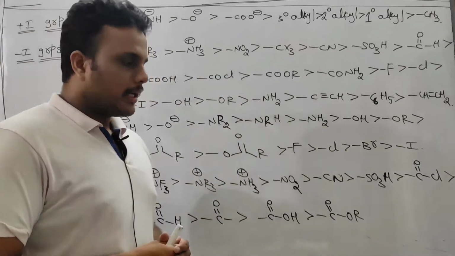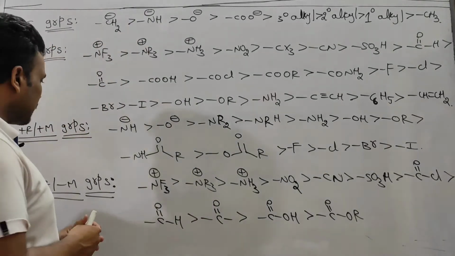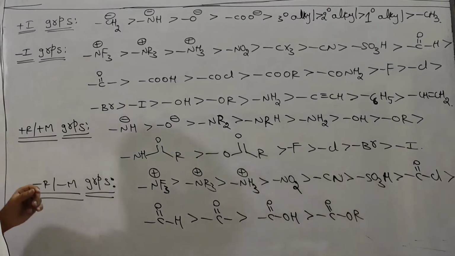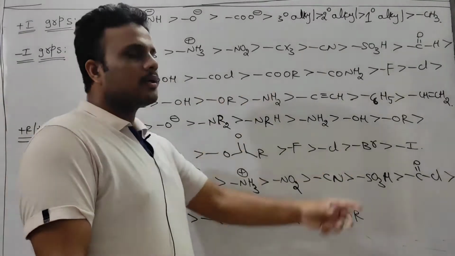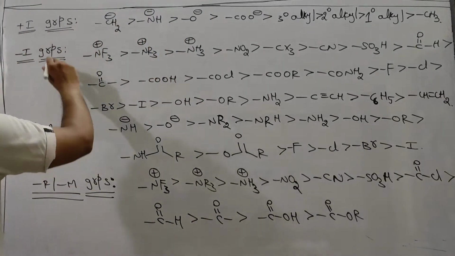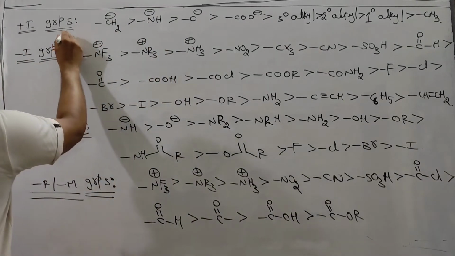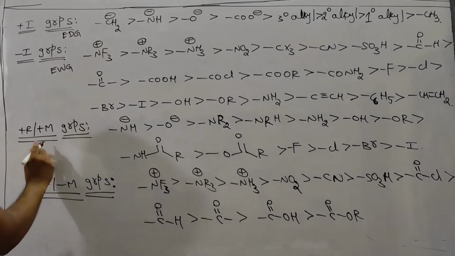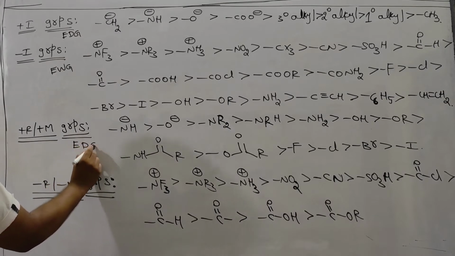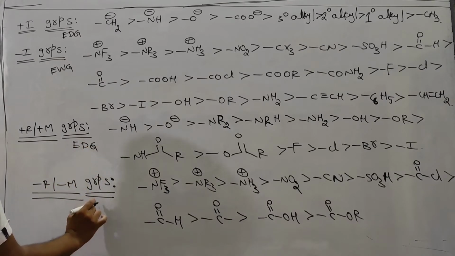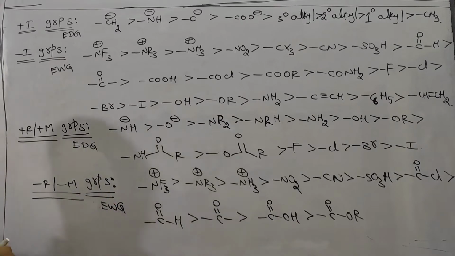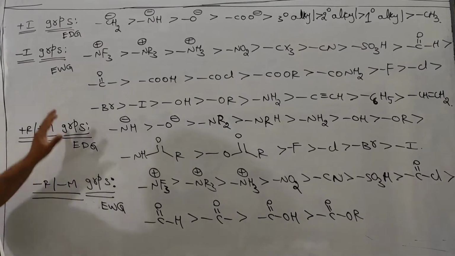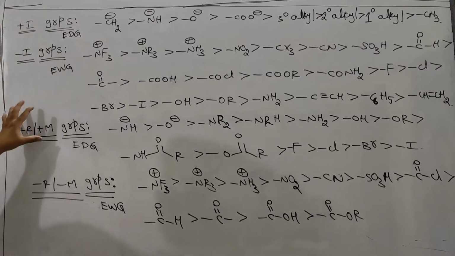First let me explain in detail what plus R, minus R groups and plus I, minus I groups are. It is very simple. In fact, no need to memorize this total decreasing order. When we talk about plus I groups, we know plus I groups are called electron donating groups. Minus I groups are electron withdrawing groups. Plus R or plus M groups are also called electron donating groups. Minus R groups are also called electron withdrawing groups. Actually, electron withdrawing groups are of two types, minus I groups and minus R groups. Electron donating groups are of two types, plus I groups and plus R groups.